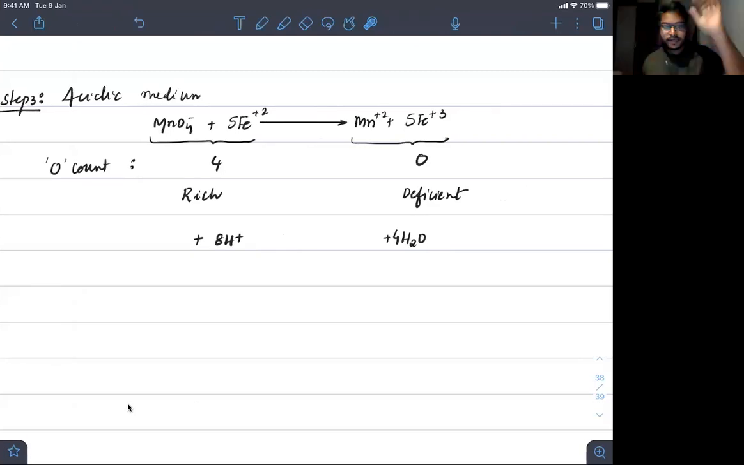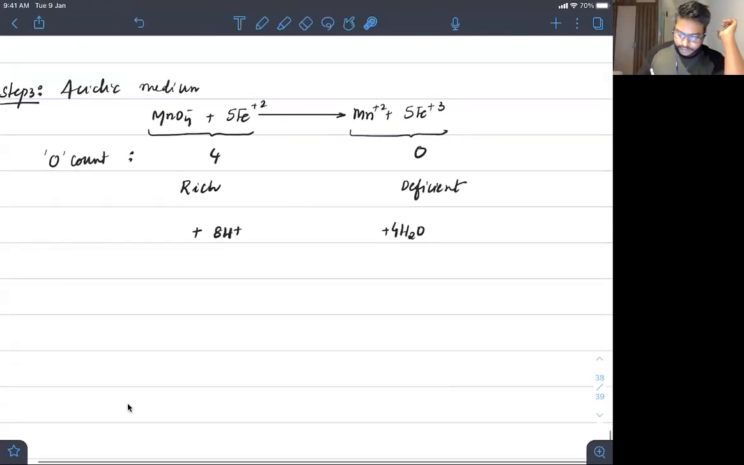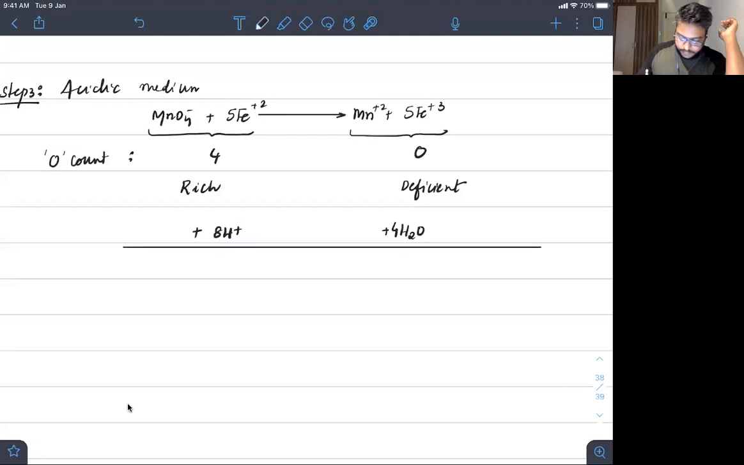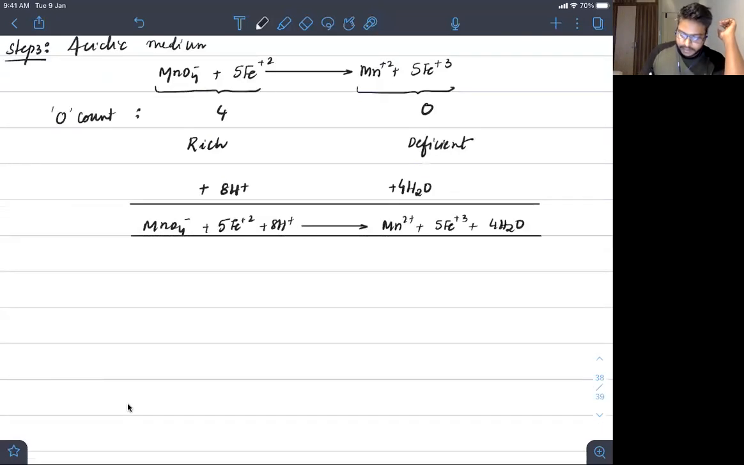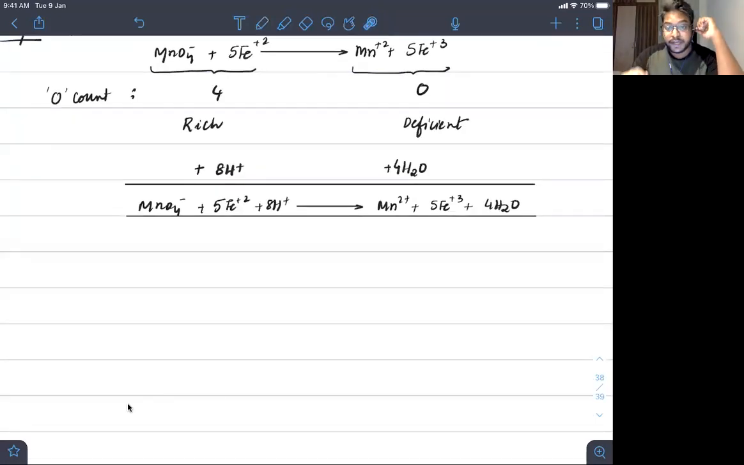Friends, so you can see 4H2O and counterbalance that with 8H plus. Okay. So on doing that, what do we get? We will get MnO4 minus plus 5 Fe plus 2 plus 8H plus giving Mn plus 2 plus 5 Fe plus 3 plus 4 H2O. Right? Now check. This is the completely redox balanced reaction.